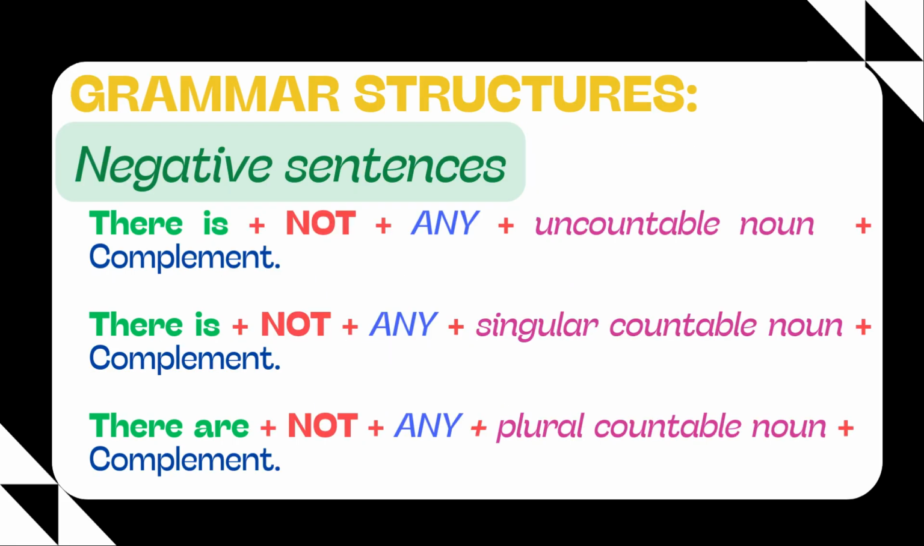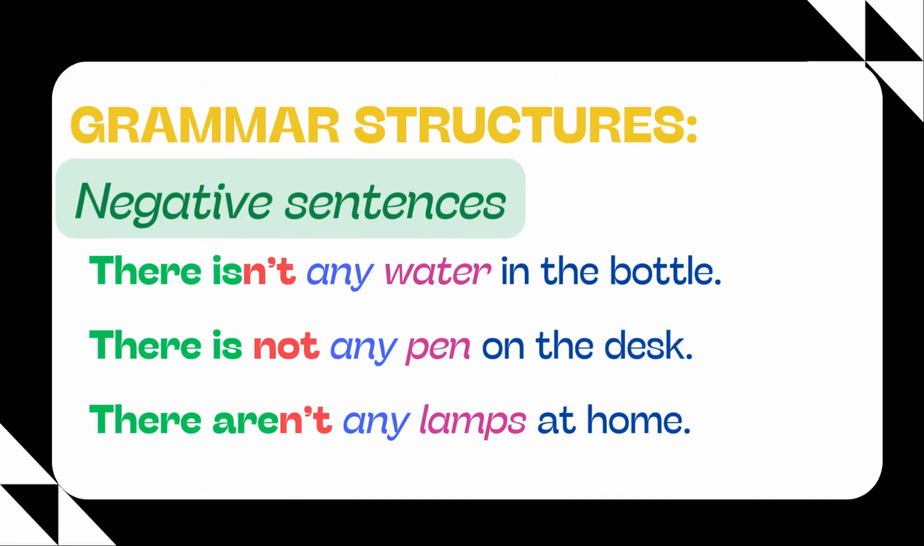Grammar structures, negative sentences. There is plus not plus any plus uncountable noun plus complement. There is plus not plus any plus singular countable noun plus complement. There are plus not plus any plus plural countable noun plus complement. There isn't any water in the bottle. There is not any pen on the desk. There aren't any lamps at home.